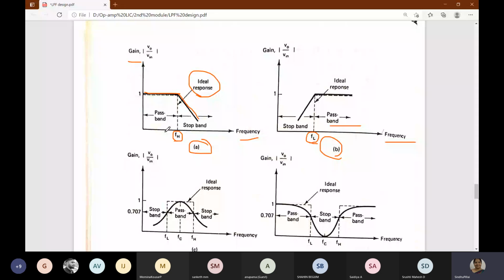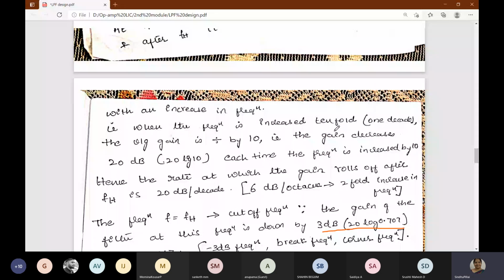Now we will see the notes on it. After seeing the graph, you will understand it better now. So the ideal filter has zero loss in pass band and infinite loss in stop band. Okay, that is the ideal filter.